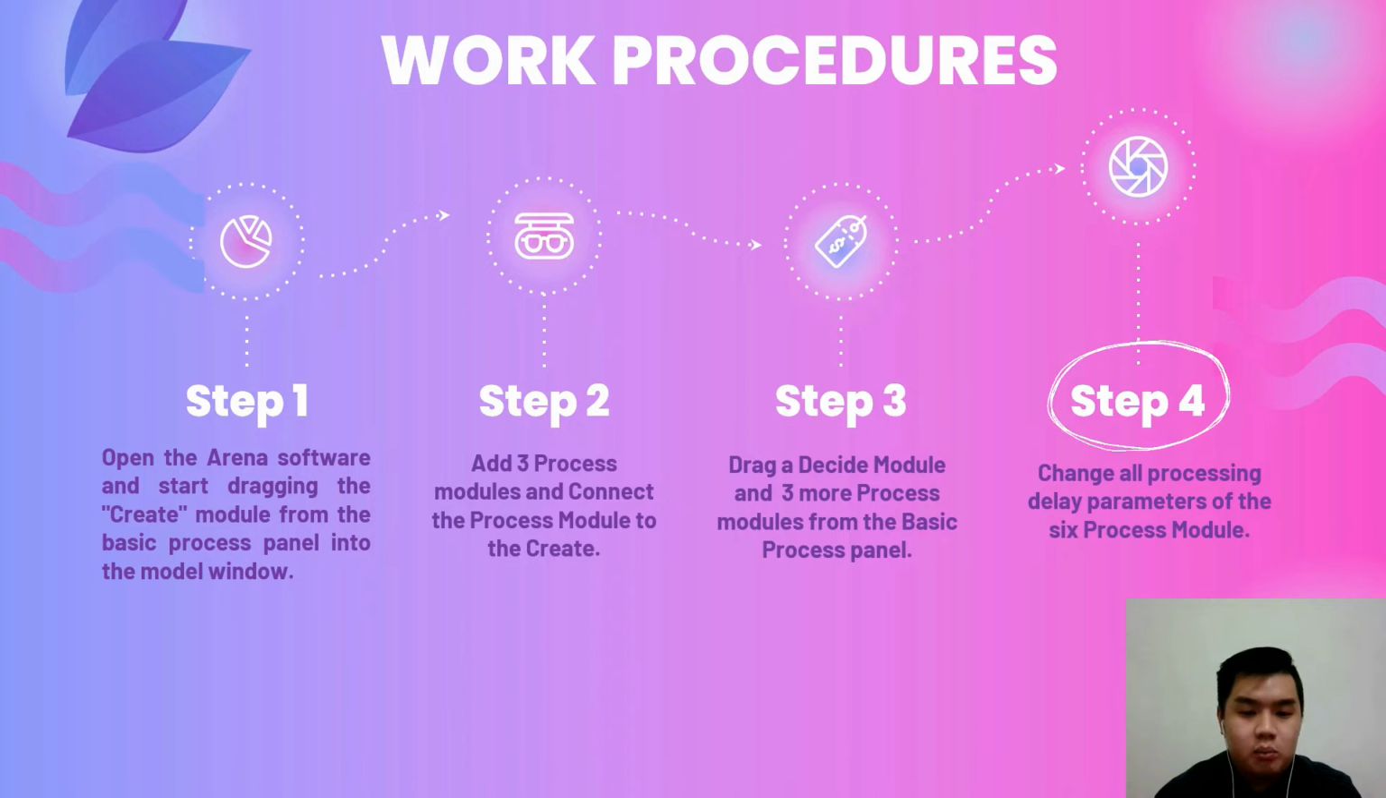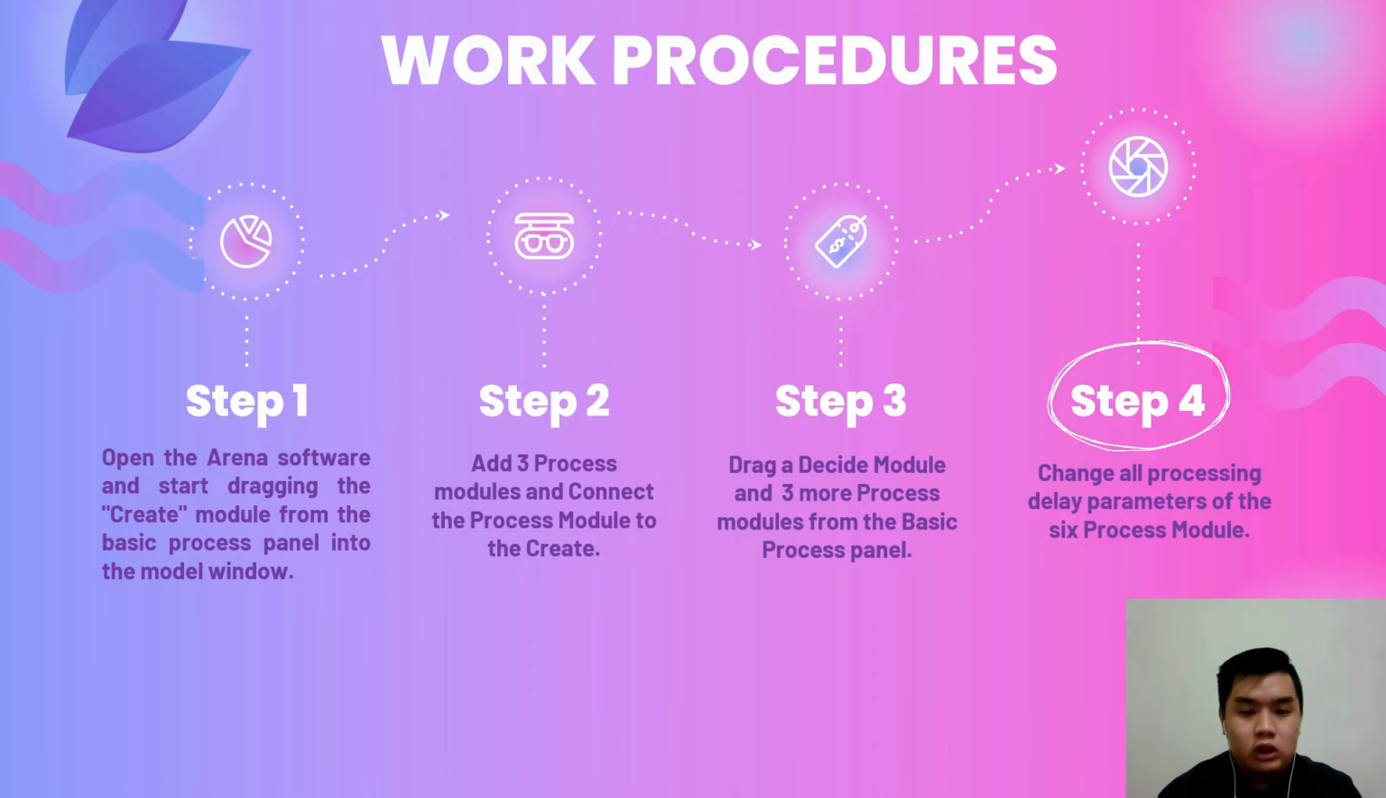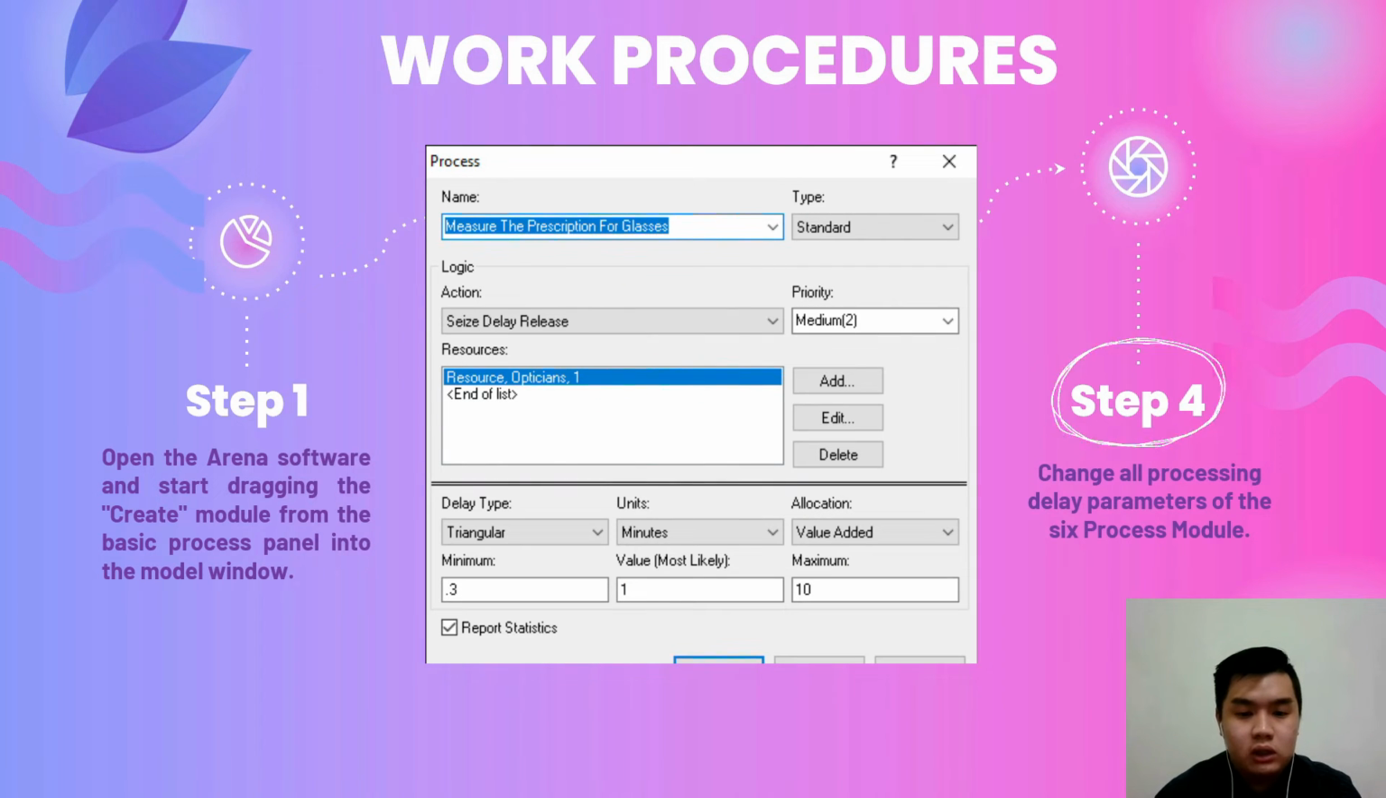For the fourth process module, change the name to customer choose glasses and the resource name to optician, and define the processing delay parameters as minimum 0.5, value 1 and maximum 30. For the fifth process module, change the name to measure the prescription for glasses and the resource name to optician, and define the processing delay parameters as minimum 0.3, value 1 and maximum 10.